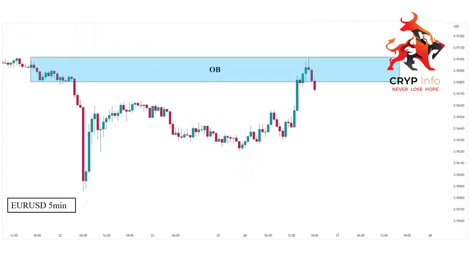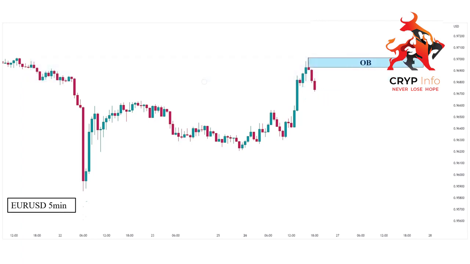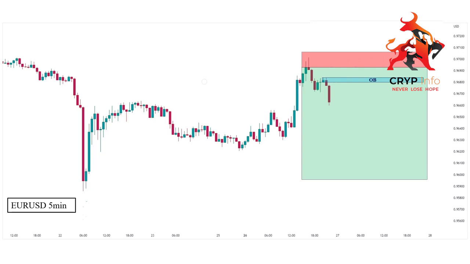Here we can see that we have already made a change of character, since the candles have broken and closed below this level. So we mark this recent 5 minutes order block and place our sell order. Now, notice how price made a new order block. So without canceling our first trade, we will place another one with reduced risk. Now let's see what will happen.